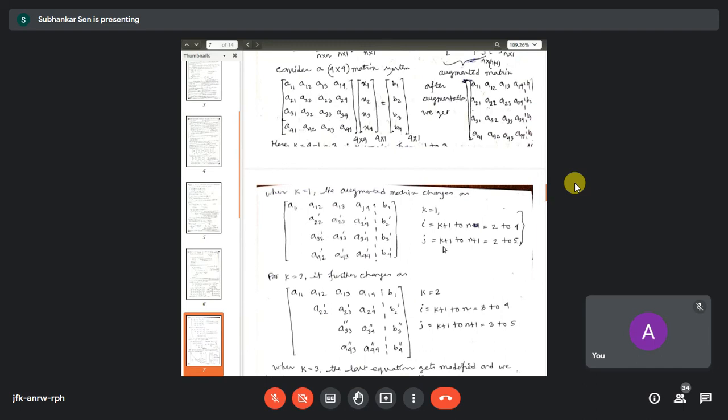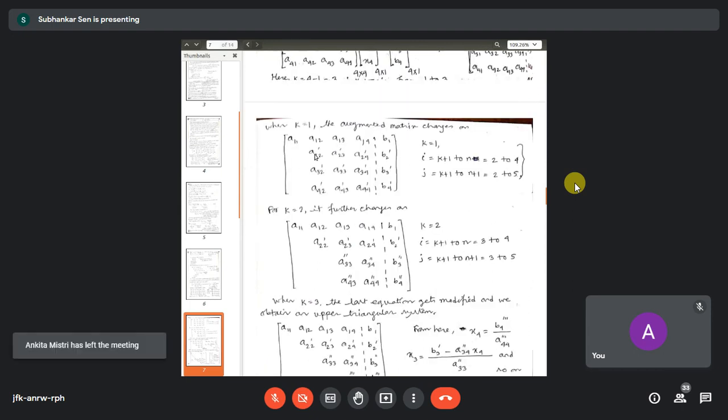And for columns, it is telling that starting from the second column up to the last column, up to this fifth column, all the terms will change. So we have a rectangular submatrix with the augmented form. With the k equals 1 step, our one off diagonal term is made 0. So with k equals 1, our second equation is reduced.